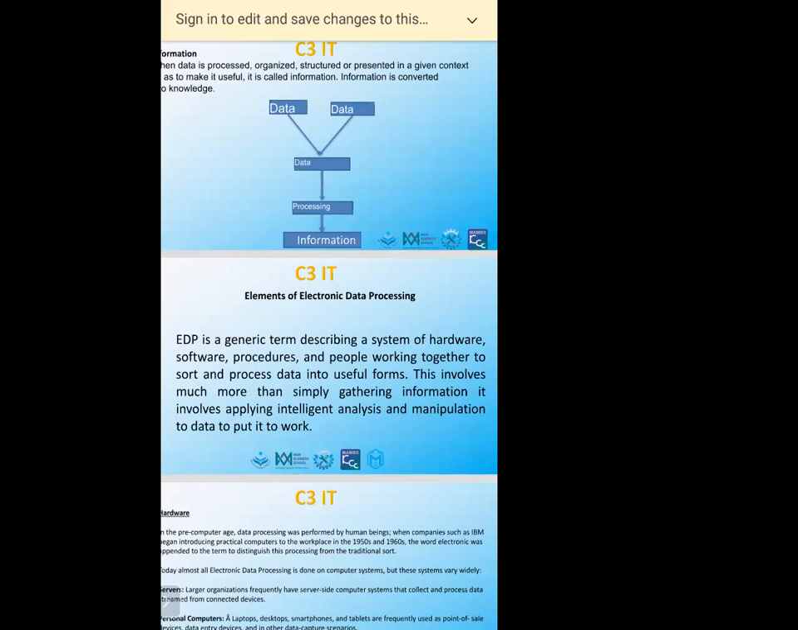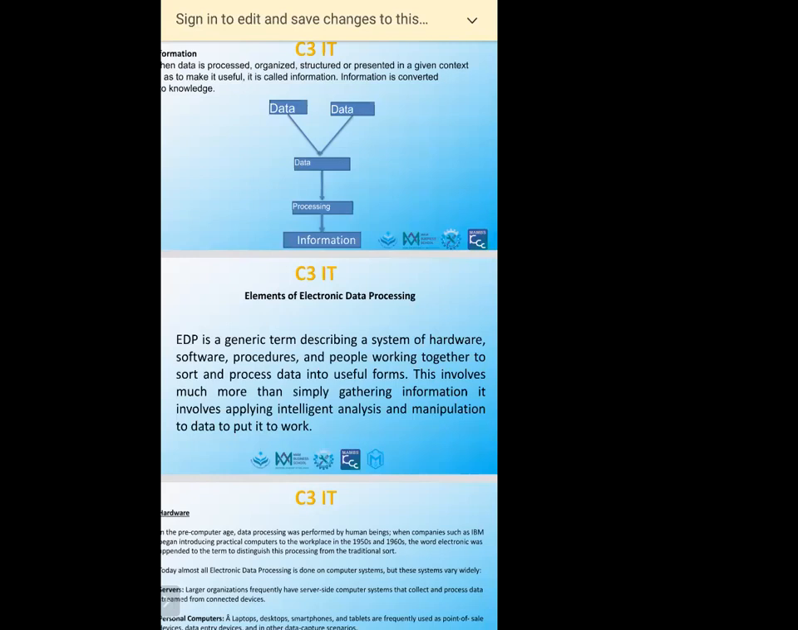Hardware means the computer, monitor, keyboard, CPU, mouse. These are the hardware. Software means you design a software and you will use that software. Then procedures: procedures are the set of instructions. Software means operating system, MS Office also. Procedure means your set of instructions. And people means you will have your assistant, a data entry operator will be there.